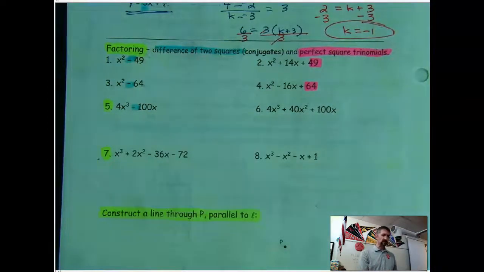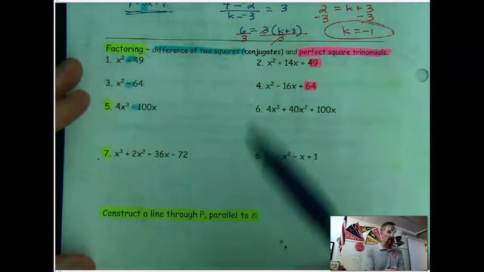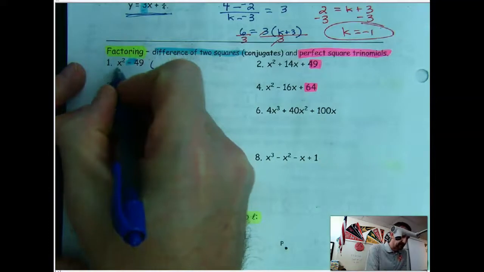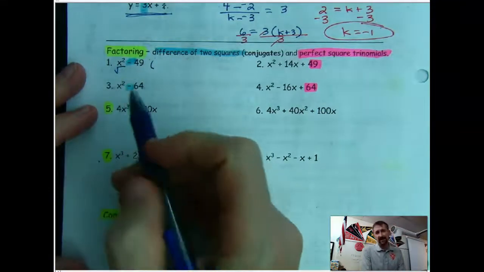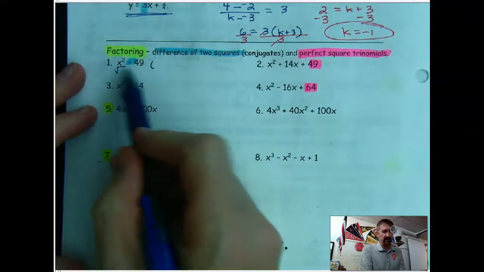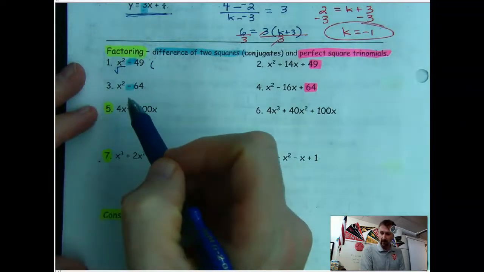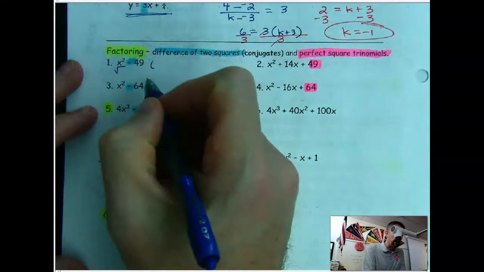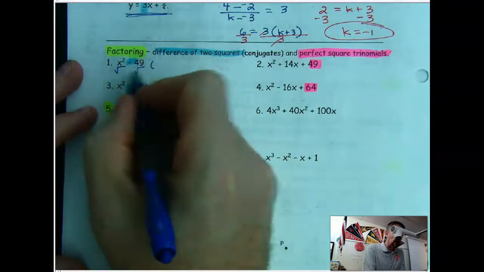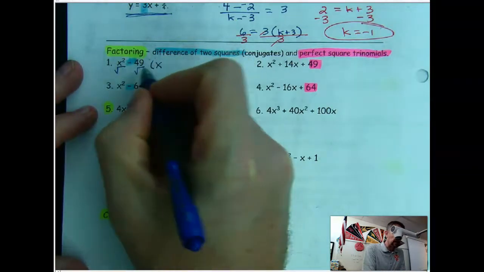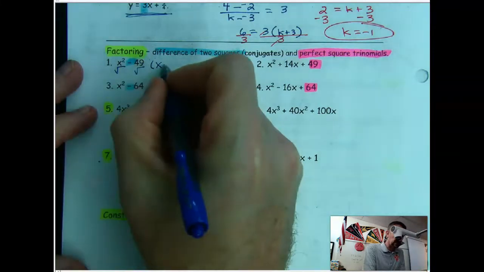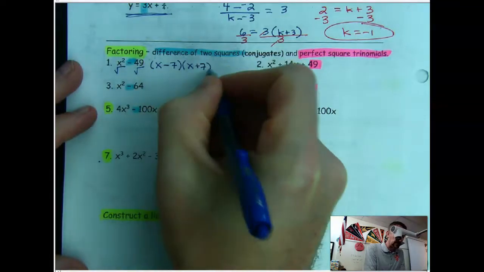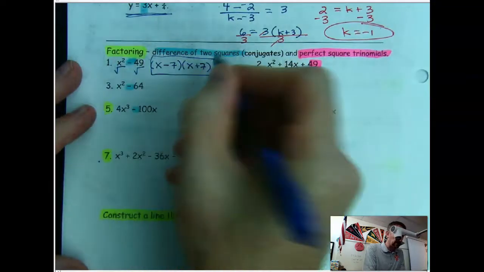Okay. So the difference of two squares is easy. All you do is you take the square root of the first thing. Now, when we factor, we're supposed to ask ourselves, is there a GCF? But there's no GCF for that. So if you square root that, you get x, and if you square root that, you get 7. So it's going to be x minus 7 and x plus 7. And we're done. That's it.